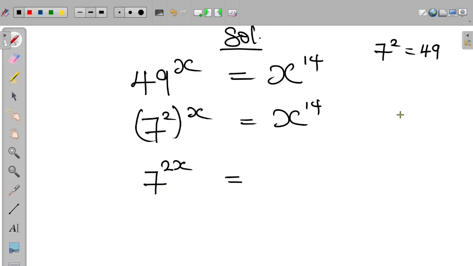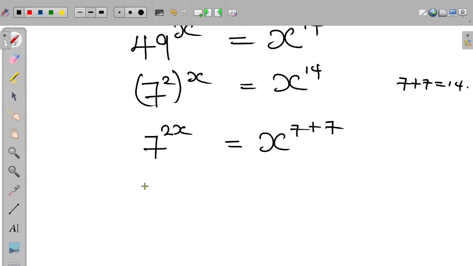to, also we know that 7 plus 7 is equal to 14. So we have that x raised to the power of 7 plus 7. And the left hand side becomes 7 raised to the power of x plus x is equal to x raised to the power of 7 plus 7.